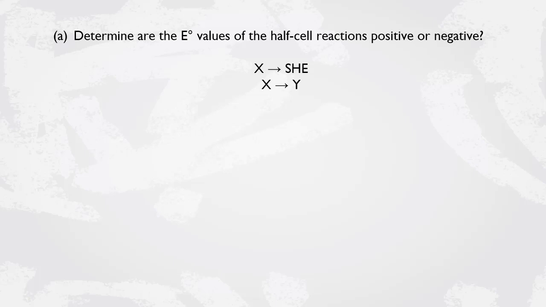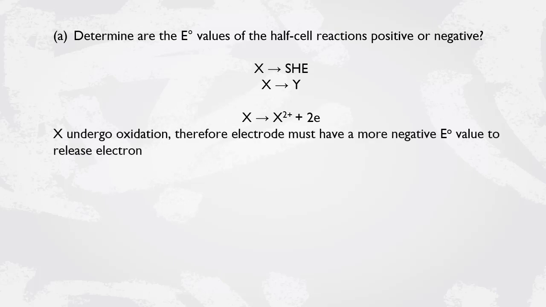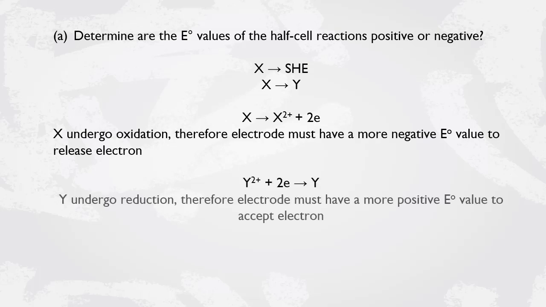So we can conclude that X is going to release electrons. The process that involves the removal of electrons is known as oxidation. Therefore, the electrode must have a more negative value to release electrons. And as for Y, we can take it to undergo reduction, so it is going to accept electrons. Y will undergo reduction, therefore the electrode must have a positive E-note value to accept electrons. So we simply add a negative sign on X's E-note value and a positive sign on Y's E-note value.